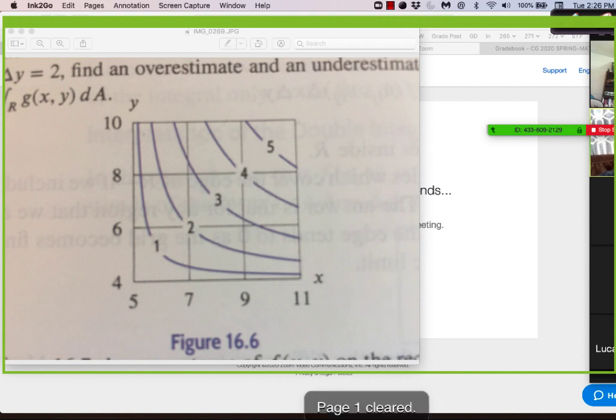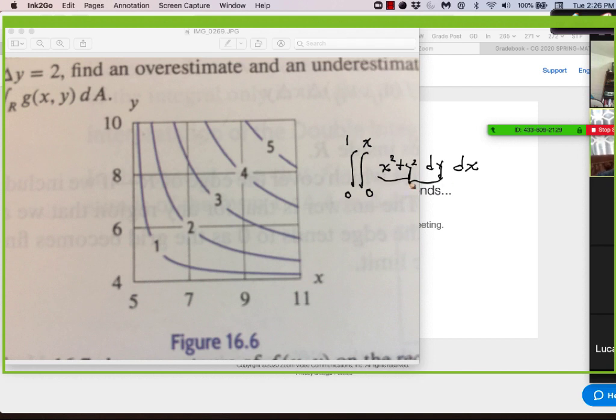So then the next question was pertaining to the volume underneath x squared plus y squared, and then over the triangle y from 0 to x, and x from 0 to 1. So that first question was, what do you need to do this volume? And it's a double integral. And the next question was, what's the first antiderivative that you're going to do? So first antiderivative will be this with respect to y.